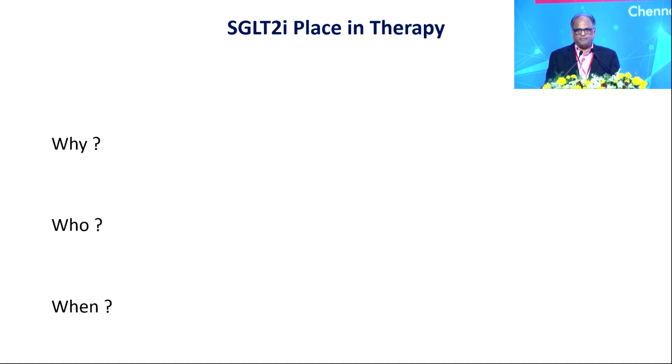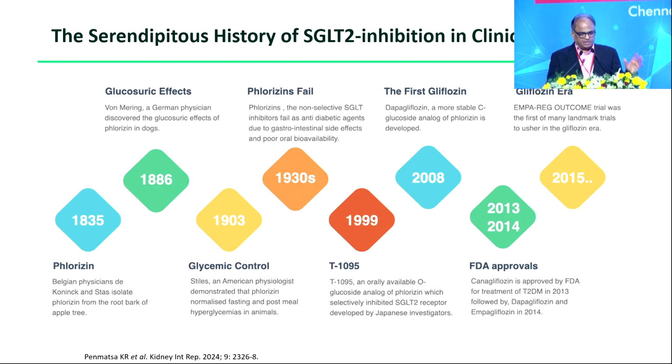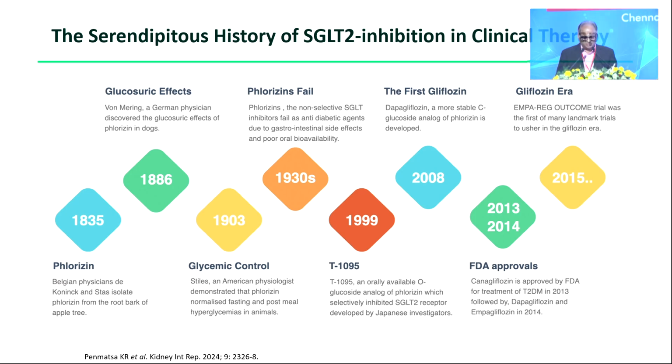Because there are so many doubts whether to start in the beginning or only after the complications set in, we'll answer that to a certain extent. Now, why? If you look into this, it's almost 2 centuries ago. It was found in the bark of an apple tree, phlorizin. The first compound was delivered in about 1930, but it had a lot of gastrointestinal side effects and poor oral availability. That's why it was stopped.